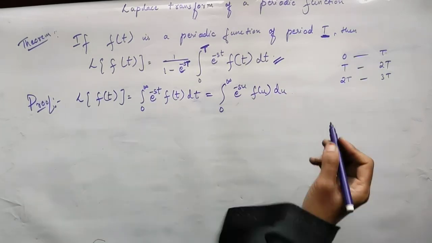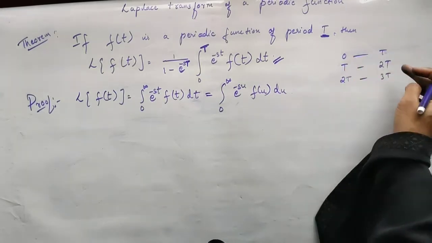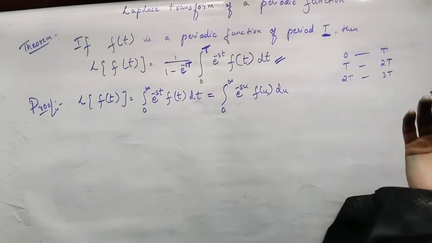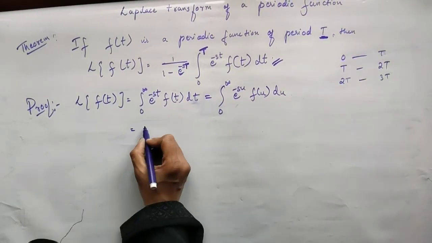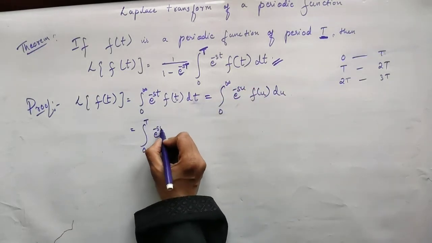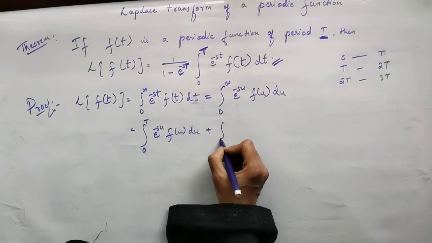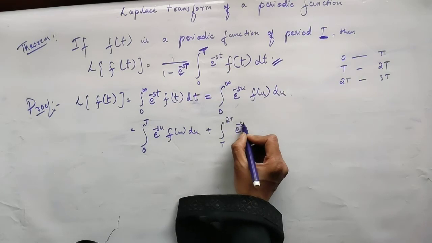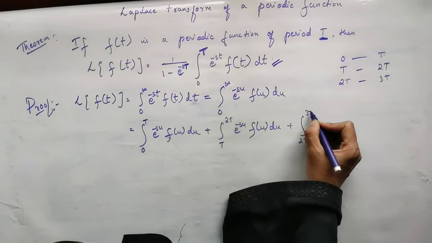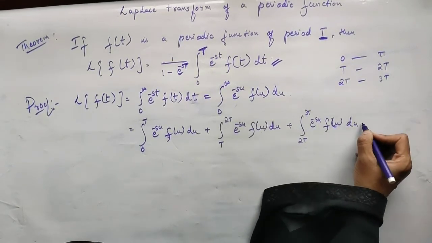Now since the function is defined from 0 to T as f of u, from T to 2T it is defined to be f of u, and similarly from 2T to 3T it is the same. So based on that period, I will split my interval from 0 to infinity. Integration from 0 to T, e to the power minus su, f of u du, plus integration T to 2T, e to the power minus su, f of u du, plus integration 2T to 3T, e to the power minus su, f of u du, plus so on.